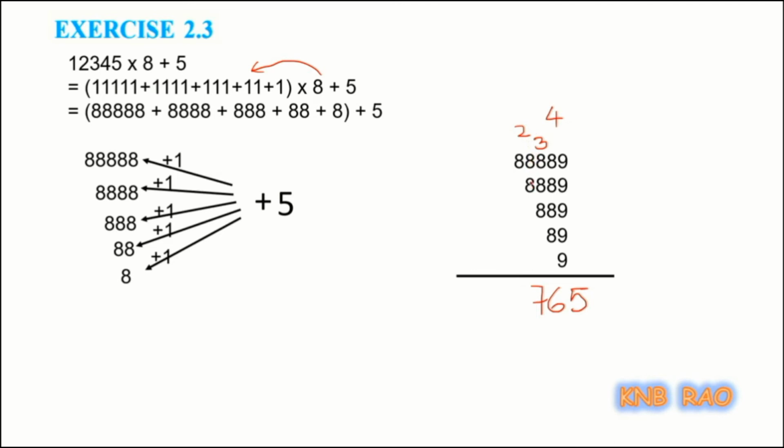It becomes 9 2s are 18 and 1 carry. So that 1 is added to this 8 and becomes 9. So that's how it is: 98,765. Okay, so that logic is working.